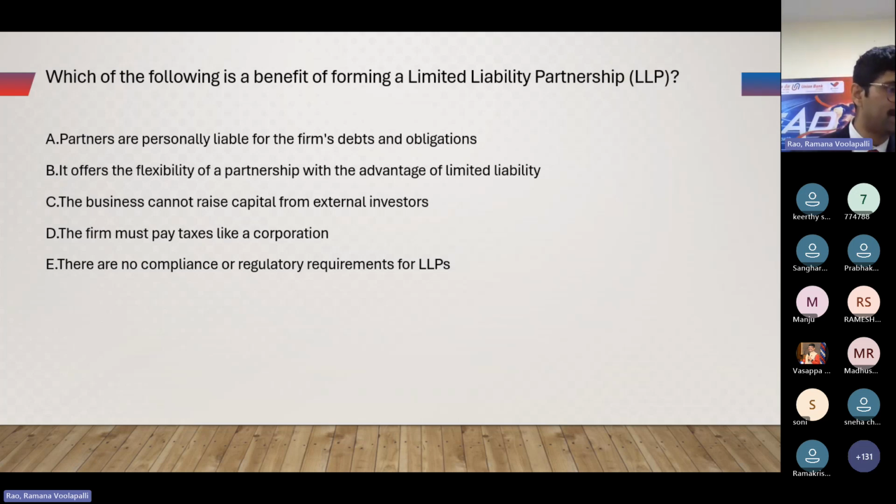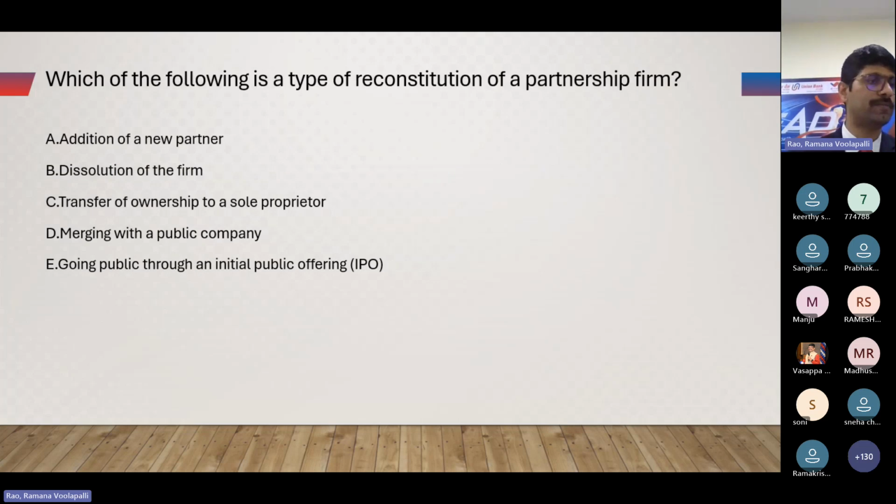Yeah, many are getting it: Devji, Aman, Virendra, Ramesh, yeah, great. It offers the flexibility of a partnership with the advantage of limited liability. In the partnership, there is unlimited liability, whereas in the limited liability partnership, it is limited to the capital that they have contributed. Thank you, sir. Thank you. And we will go with another question.